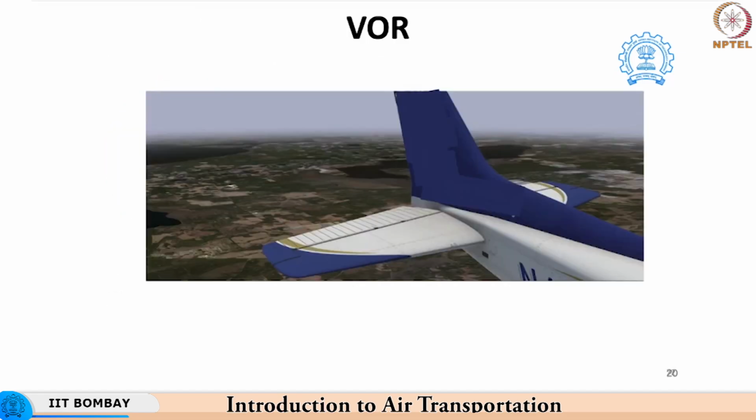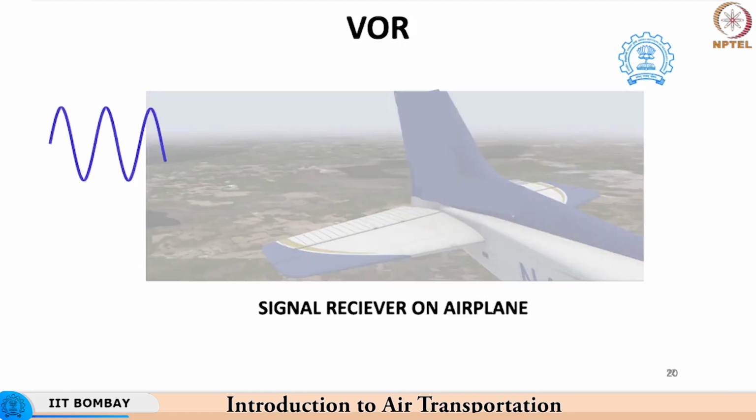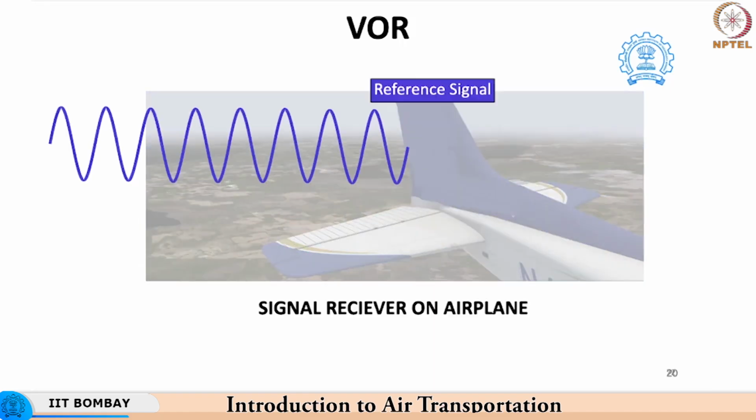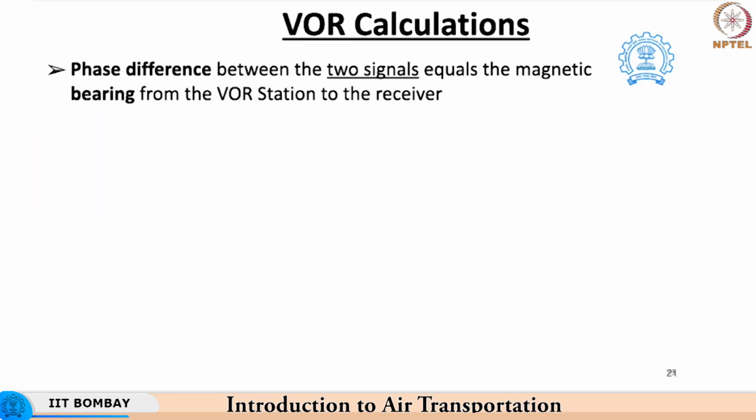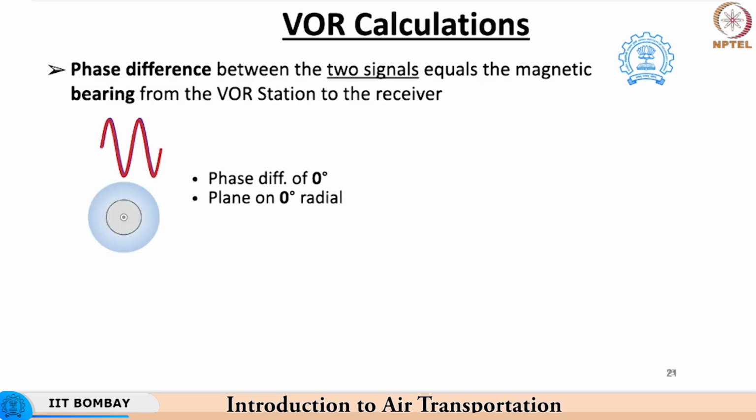Now, let's understand the different aspects of this VOR navigation. When an aircraft is flying within a range of 200 miles of a particular VOR station, the aircraft will receive two types of signals. One is called the reference signal and the other is called the variable signal. Both these signals are at a particular phase difference, and the phase difference which is coded for different radial directions determines the bearing of the VOR station with respect to the aircraft. Let's understand this with a sequence of examples.